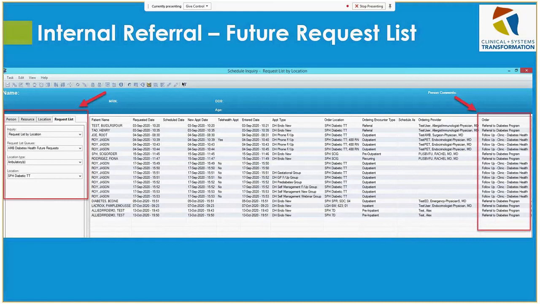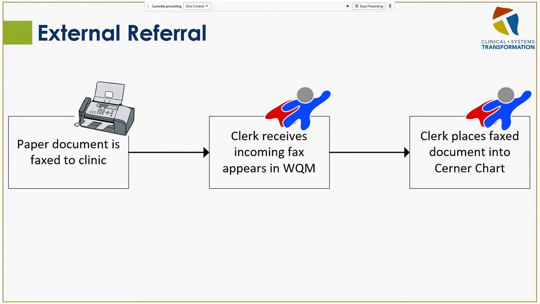Thank you, Andrew. Okay, so continuing on. So then we have the external referral. And thank goodness for the hospital system, we are keeping the fax industry still alive. So a paper document is faxed to the clinic. A clerk receives the incoming fax and it appears in the work queue monitor, or WQM. Think of the work queue monitor as the electronic fax. Once they've received this fax, the clerk then places the fax document into the Cerner chart.